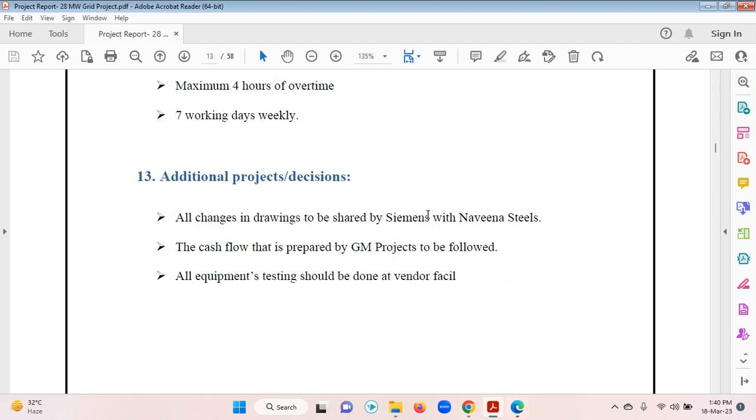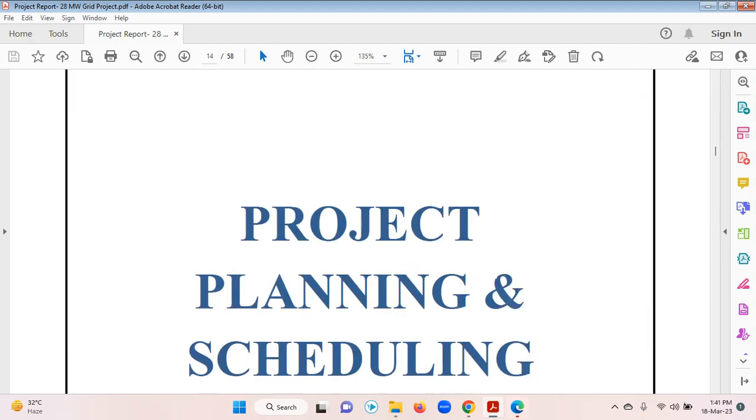Also, any additional project decisions that are to be made by Siemens should be shared with Navina Steel's team. All the cash flow will be prepared by GM projects, to be followed inherently by the Siemens and the Navina management. All equipment testing should be done at the vendor facility.